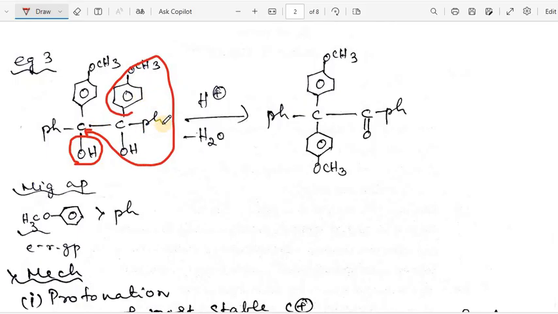There is a competition between phenyl group and this group, whereas this group will get migrated because it has an electron releasing substituent in the phenyl ring. Therefore, this group will get migrated and there will be a formation of product. This H plus will get removed. Therefore, dehydration takes place and there will be a formation of ketone, which is also called pinacolone.